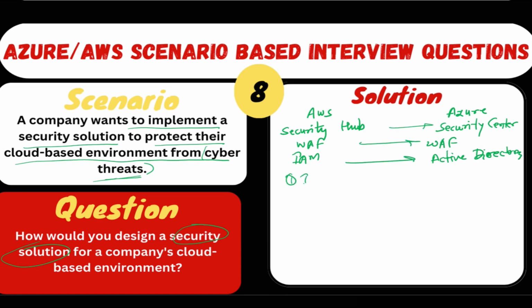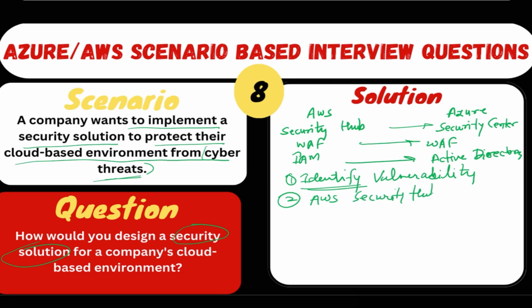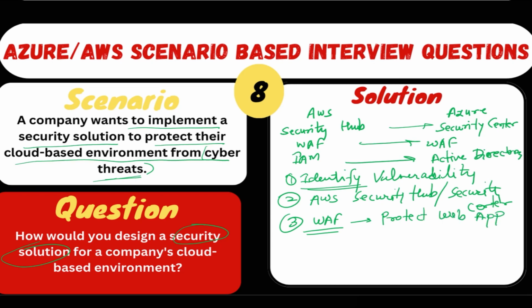Our first step in designing a security solution is to conduct a thorough security assessment to identify whether any vulnerability exists in the environment. Once we are done with that, we would implement a defense in depth strategy using AWS Security Hub or Azure Security Center to provide centralized security management and monitoring. Then we will use the AWS Web Application Firewall or Azure Web Application Firewall service to protect applications from common web exploits.